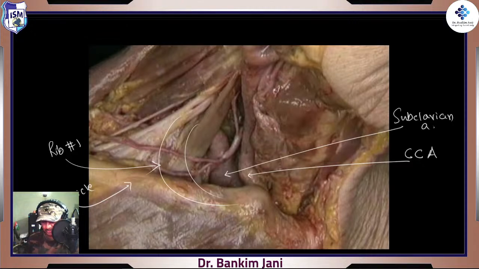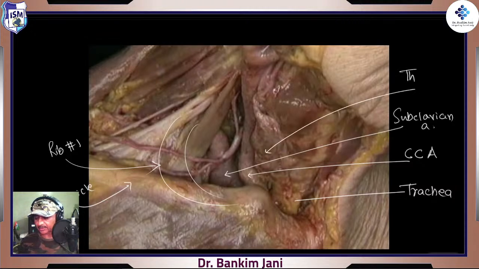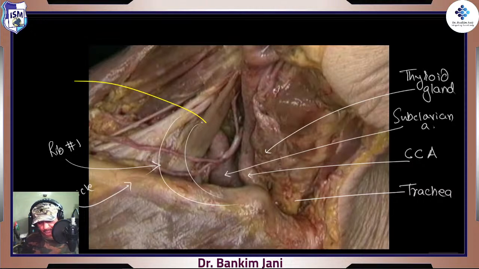Otherwise the rest of the things are very obvious. This is the trachea. And this gland right over here could be none other than the thyroid gland. So things are good this much. One important muscle which we should have talked about, this muscle, is the scalenus anterior. That's how things really go. Let's move further.